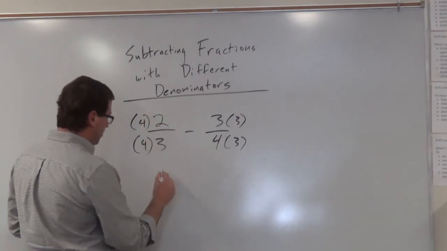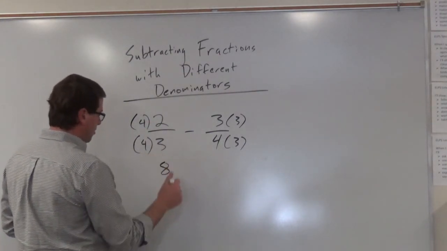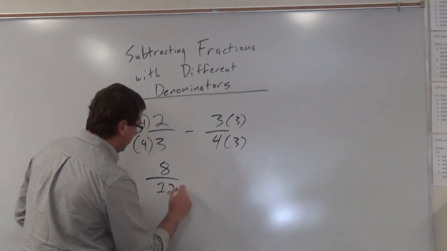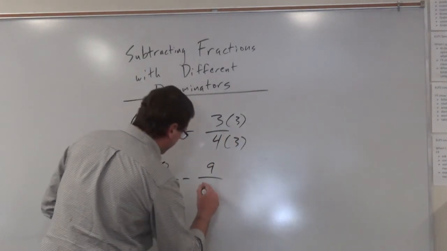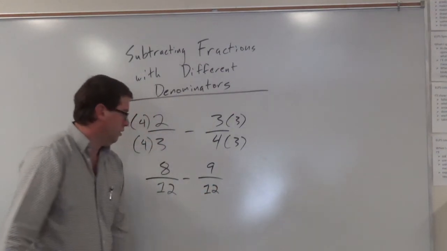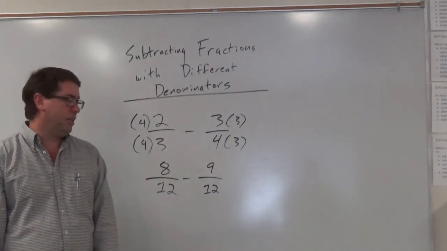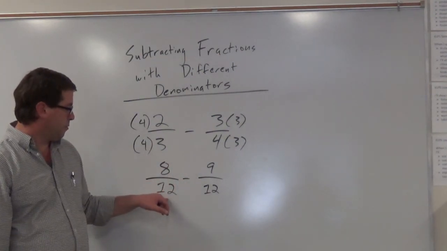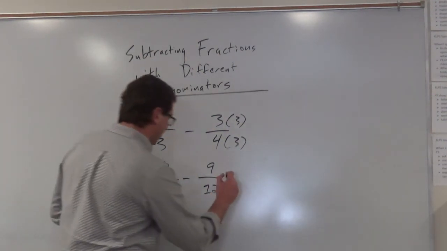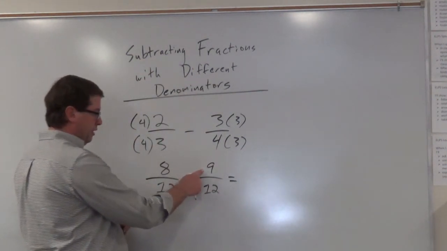So 4 times 2, I get 8. 4 times 3, I get 12. 3 times 3, I get 9. 4 times 3, I get 12. Now that I have a common denominator, I'm just going to subtract the tops, keep the bottom, and I'm done. In this case, I'm going to end up with a negative.